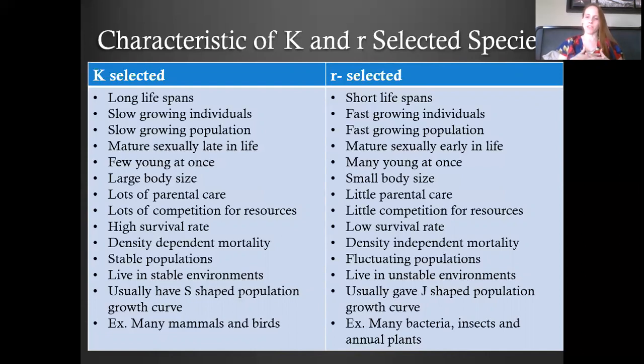Their population fluctuates quite a bit. Their environments are quite unstable, and they tend to have a J-shaped growth curve. This includes a lot of insects and bacteria.